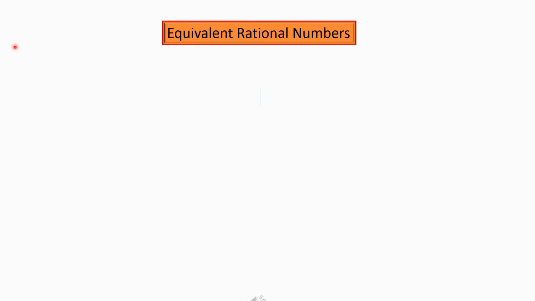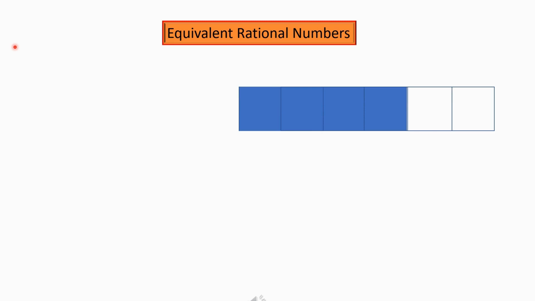In mathematics, we often come across different forms of numbers that have the same value. These are known as equivalent numbers. Let's take an example of equivalent rational numbers to understand this concept. Consider a rectangle box that is divided into 6 equal parts, out of which 4 parts are colored in blue, and 2 parts have no color. We can represent the fraction of the blue-colored parts as 4 by 6.